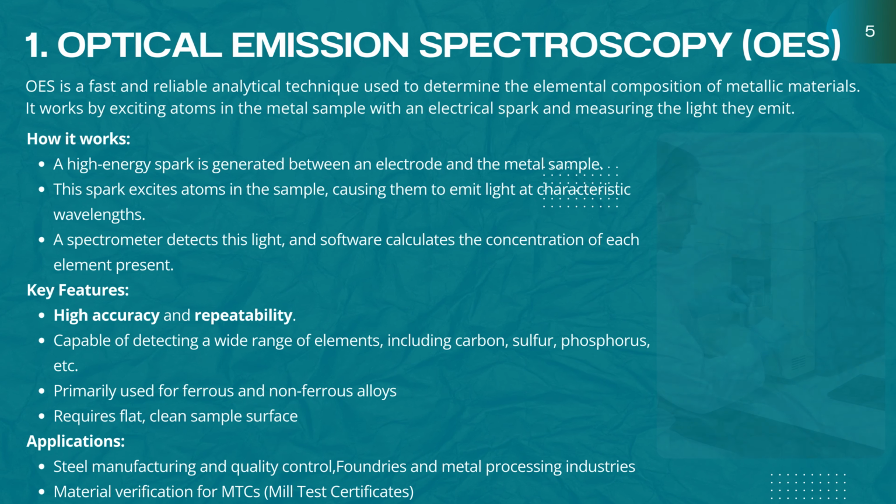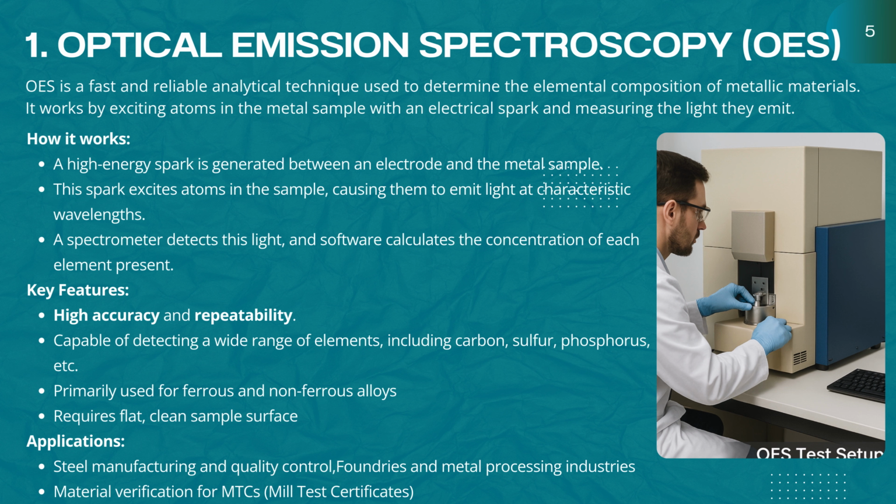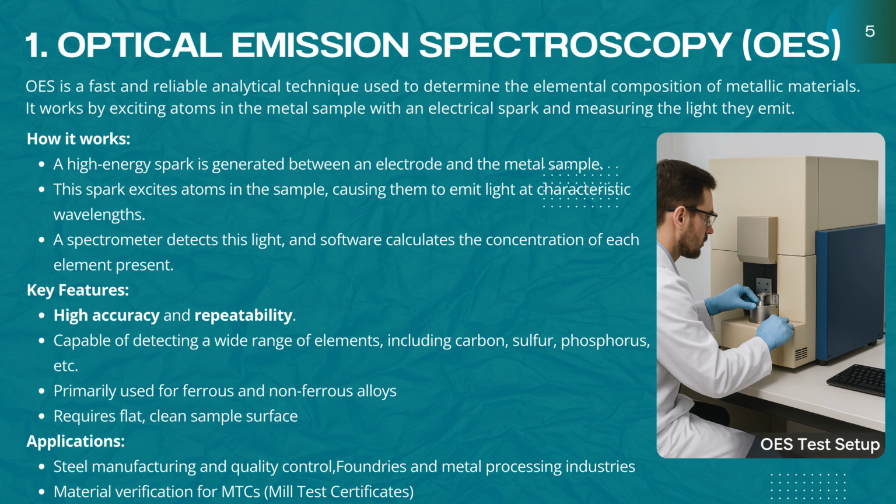This slide covers optical emission spectroscopy, or OES, a widely used method for identifying the elemental composition of metallic samples. Here's how it works. A high-energy spark is generated between an electrode and the sample. This spark excites atoms in the metal, and they emit light at characteristic wavelengths. A spectrometer captures this light, and specialized software calculates which elements are present and in what concentration.